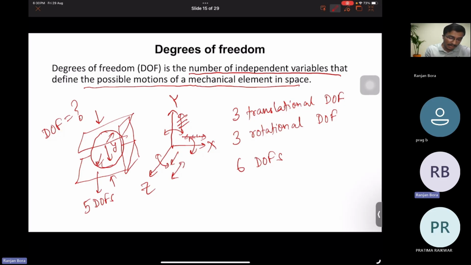So in that case, it will have 3 degrees of freedom, meaning all the translations will be blocked. But if we simply put a plane and don't apply any load, then it will be free to move along this z-axis. Yeah, it will be 4. Yes.